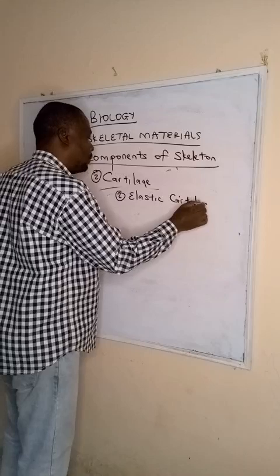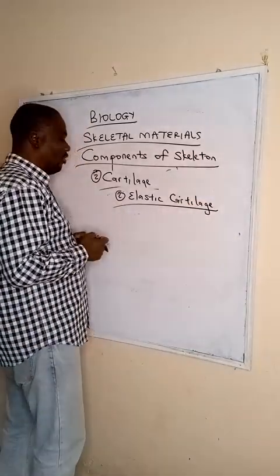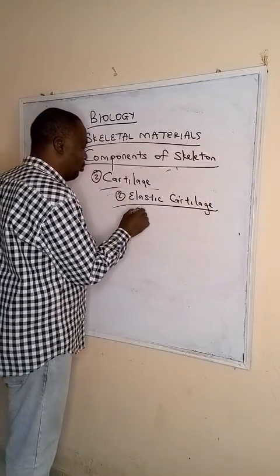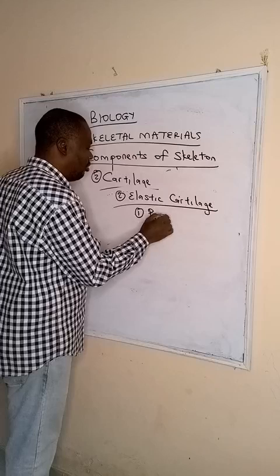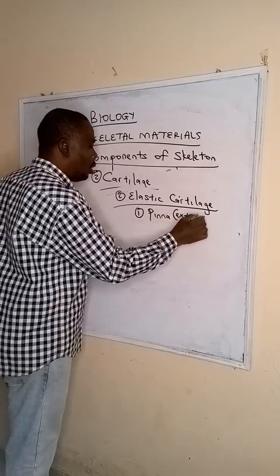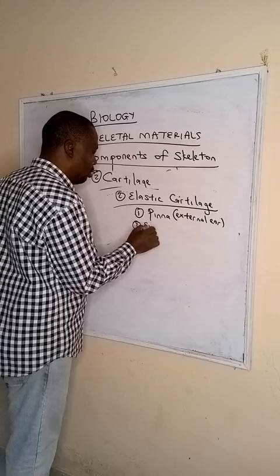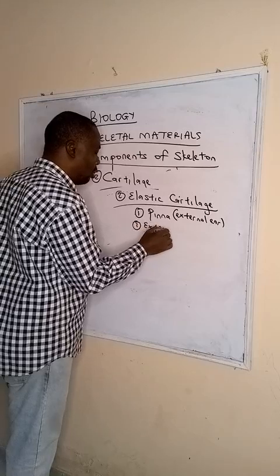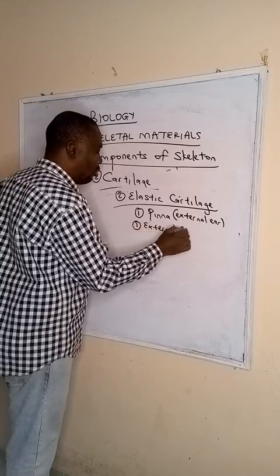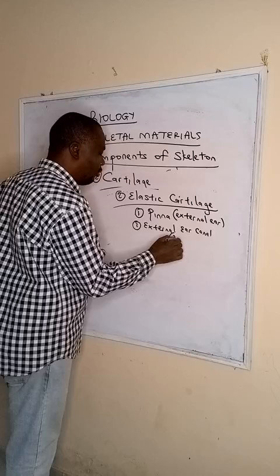Elastic cartilage. This one is elastic, something that can draw and return to its original shape after being stretched. So we have the pinna. It's found in the pinna of mammals. This is the external ear. It's found in the external ear canal, the auditory meatus.